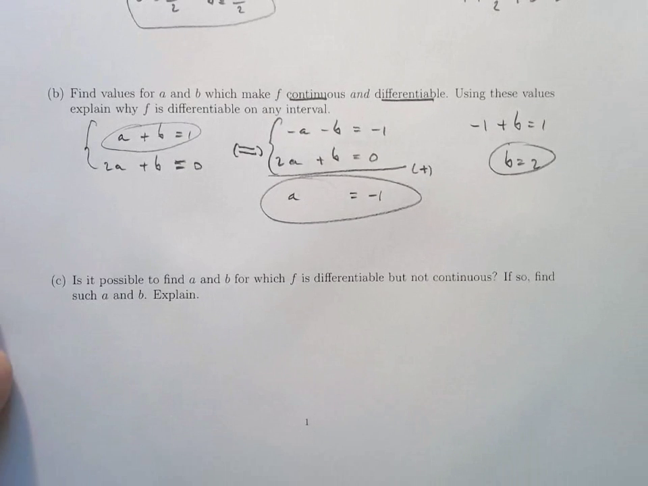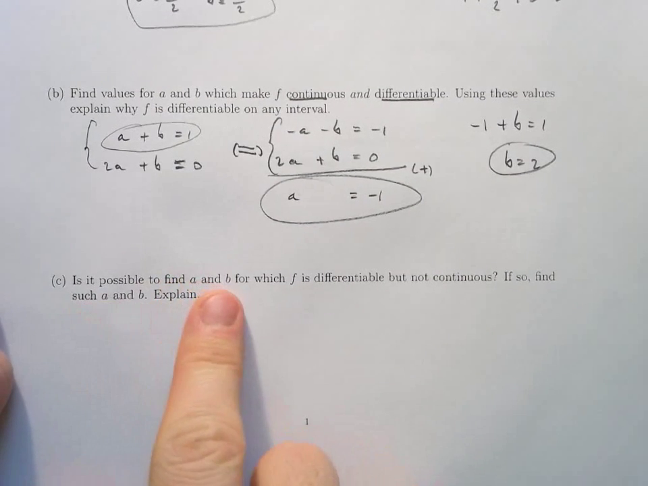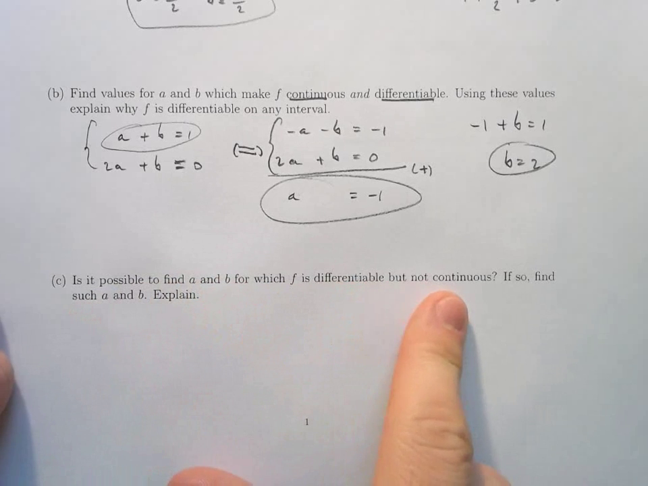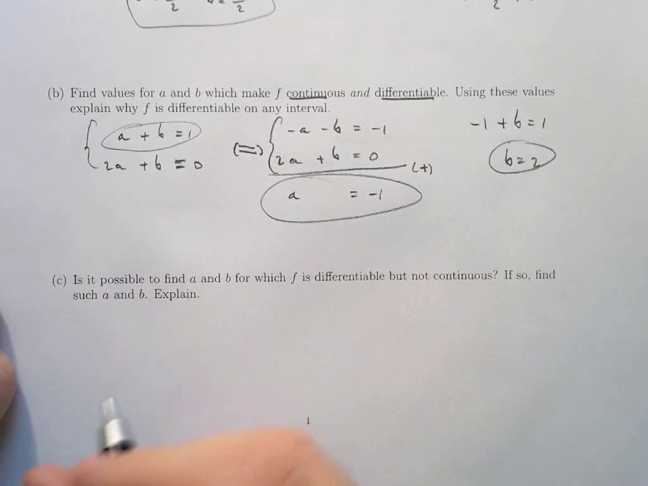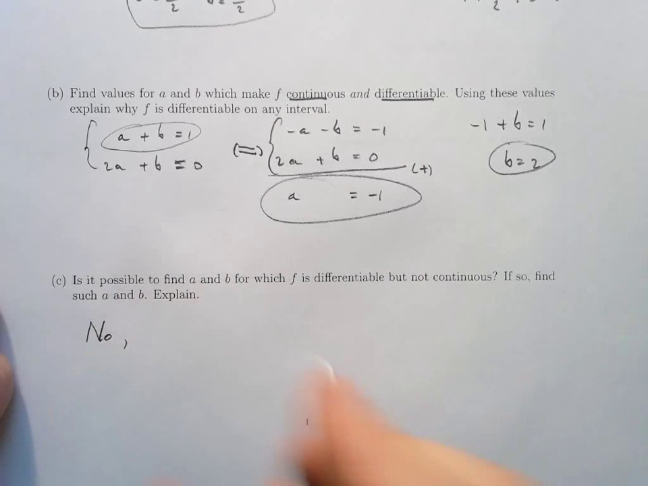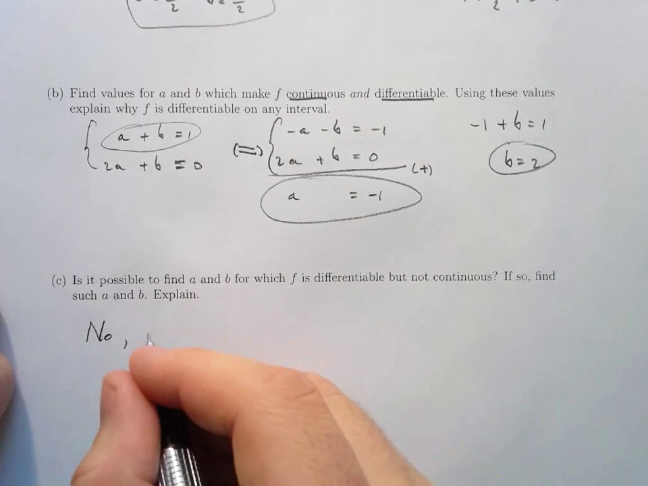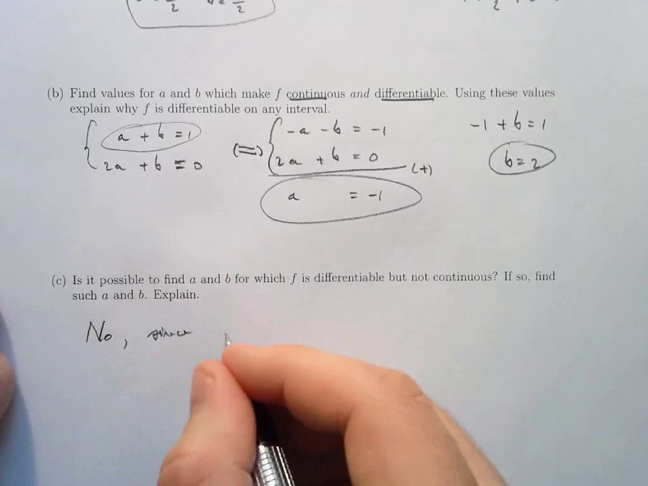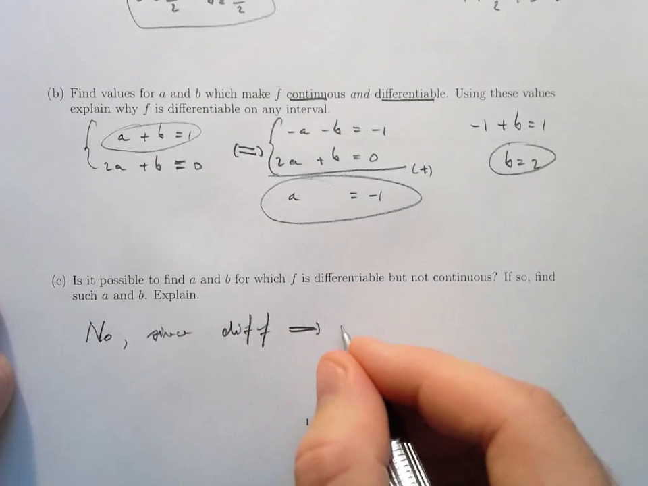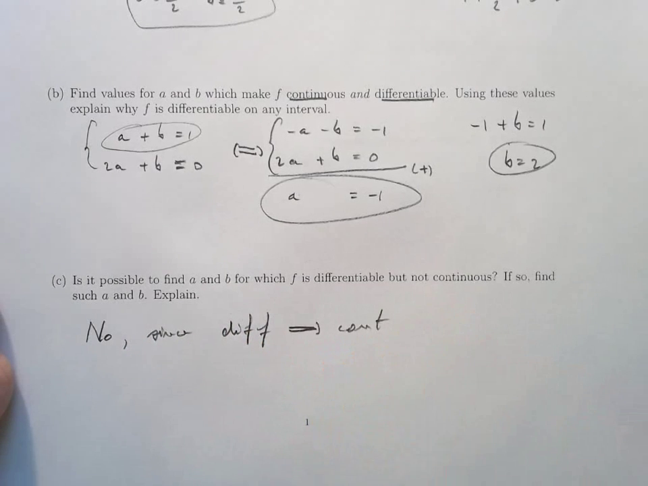Now part C is asking us to find a and b that are going to make the function differentiable but not continuous, and that's impossible. So no, it's not possible, since f differentiable means f also has to be continuous.